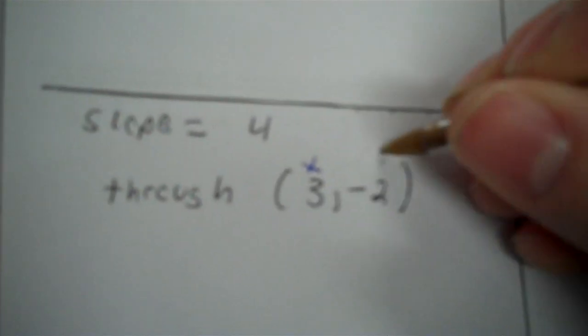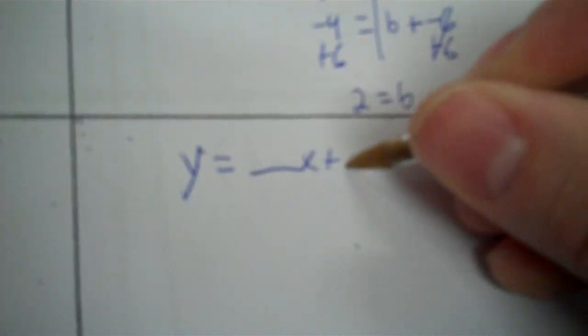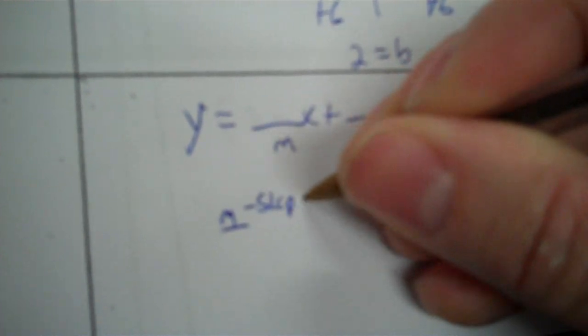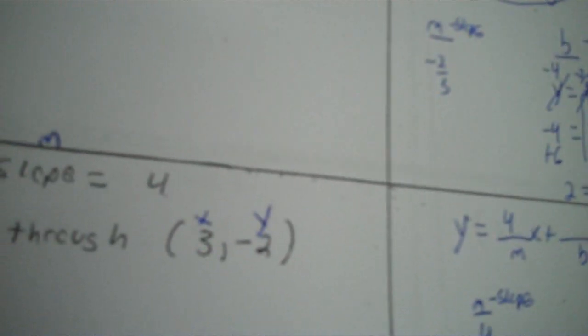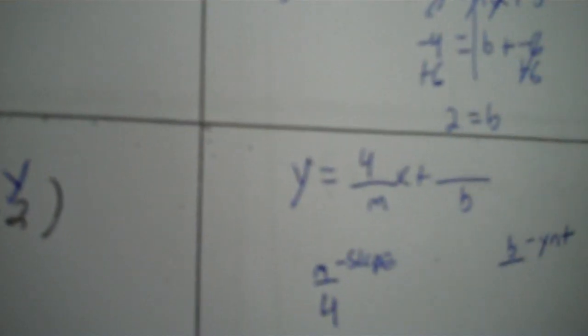Next one, slope equals 4 through 3, -2. Okay, so remember, slope is your m. So y equals blank x plus blank, m and b. Okay, so m is the slope and b is the y-intercept. Okay, so 4 is your slope. Now we don't know the y-intercept. Guys, it's not -2. If you go right 3 down 2, that is not crossing the y-axis. Okay, so don't be doing that.